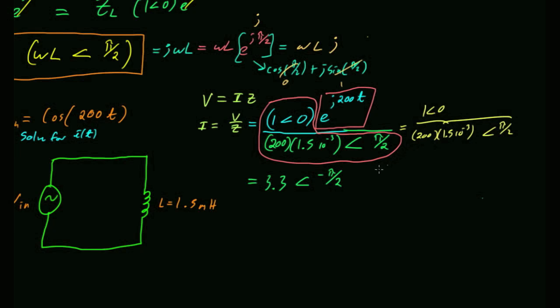So I took the magnitude, divided by the magnitude. And for the phase angle, I'm going to do the difference. So 0 minus pi over 2. I get that. So, what is my output current?